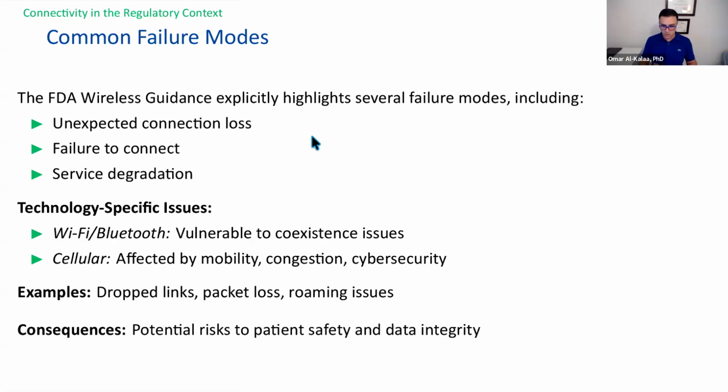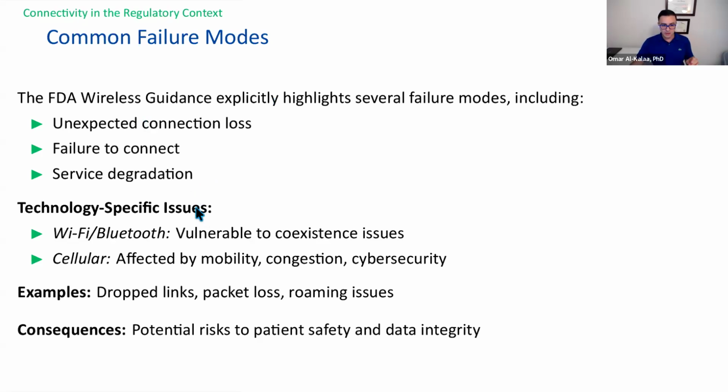Failure to connect, so link availability is something of consideration. Service degradation, so if your device requires a specific level of throughput to push the data that it needs to push in time, and then you don't have that support for the needed throughput, how will your device react to that degradation? So again, these failure modes are explicitly stated in the guidance.